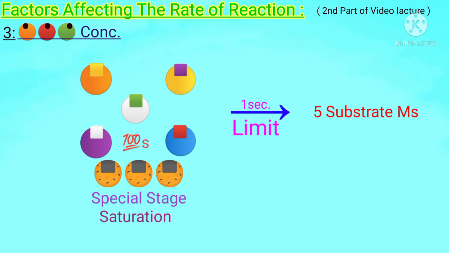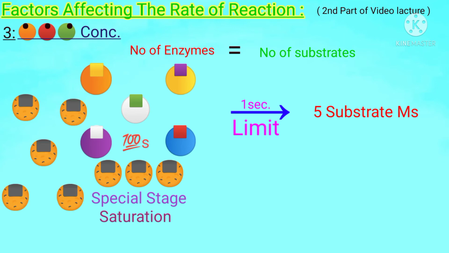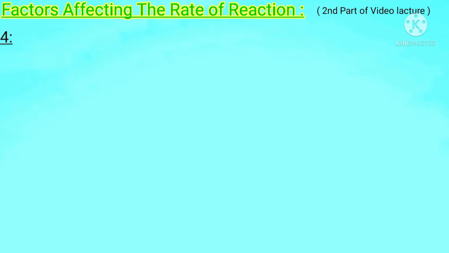Which limit and when? The answer is that when the number of enzymes becomes equal to the number of substrates, there is no advantage in adding more enzymes. Next, we see the fourth point, that is substrate concentration. Substrate means and concentration means quantity, amount.